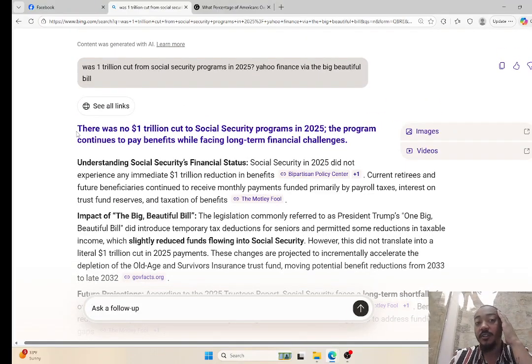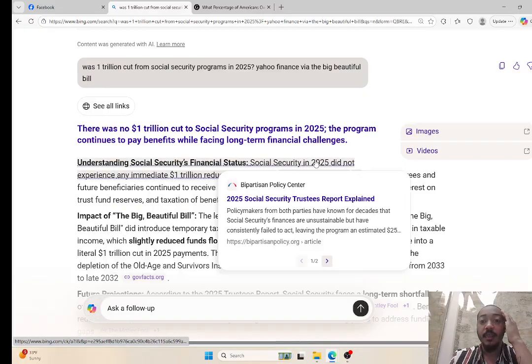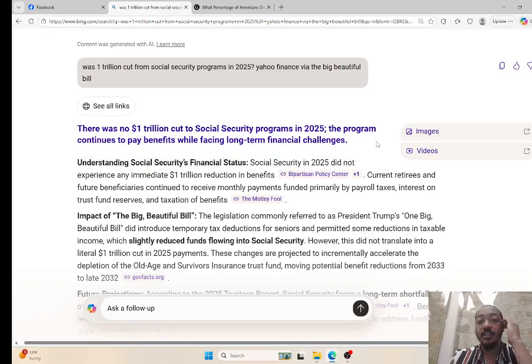So this is why you have to do your own research. AI is not always accurate. It says there was no $1 trillion cut to Social Security programs. I'm going to find the actual Yahoo Finance article or the clip, and I'm going to come back and we'll just do that next episode.